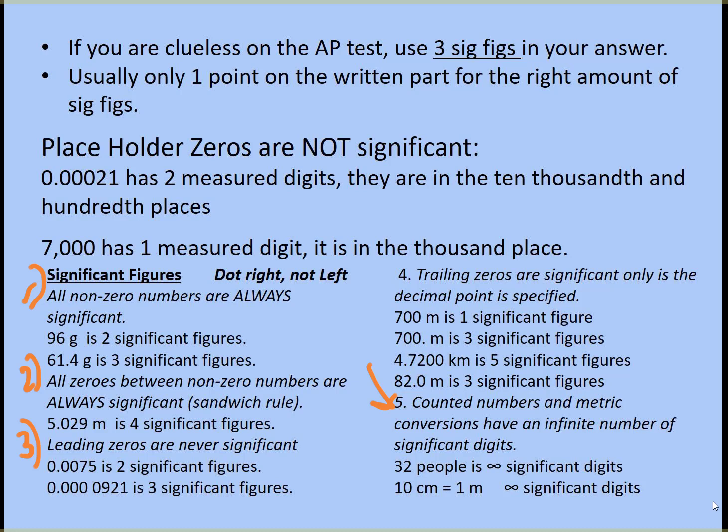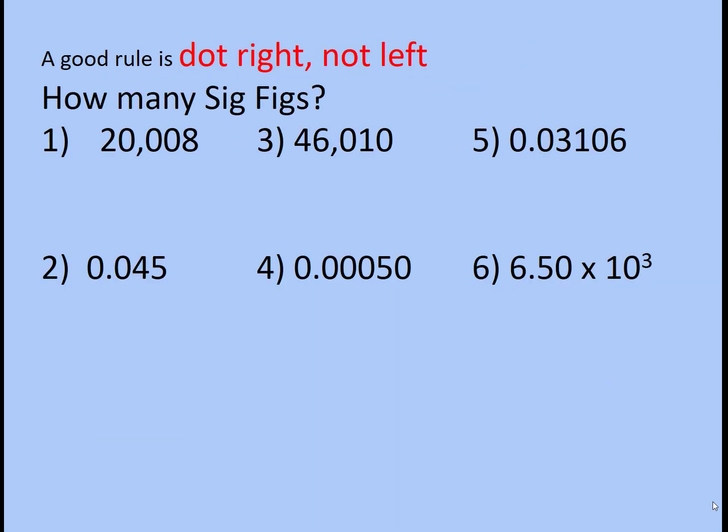And the same is true for our conversion numbers. So 10 centimeters is equal to 1 meter. Well, I could put 10.000 centimeters is equal to 1.0000 meters. It's infinite, the number of sig figs that are there. So whenever you look at sig figs, don't look at your conversion factors. Only look at usually the number you start with. So let's do some practice.